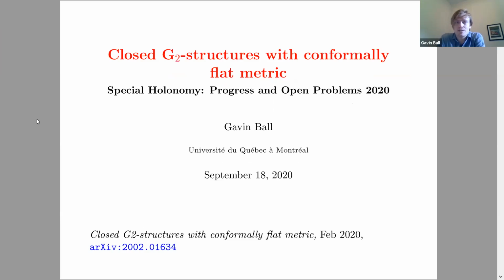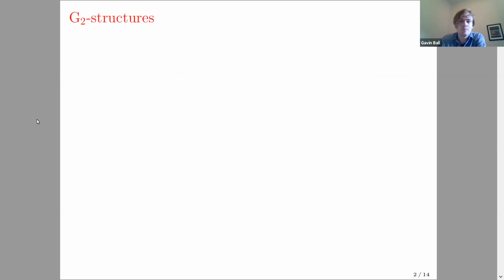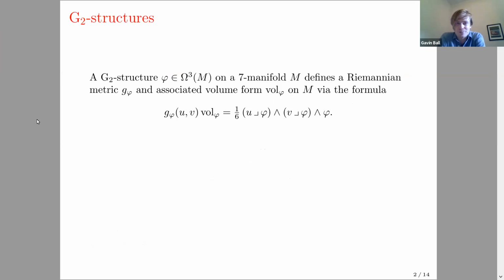So the title of my talk is Closed G2 Structures with Conformally Flat Metric, but I'm going to start the talk by talking about some more general problems that I certainly haven't solved, but I've only thought a bit about, that I think might be interesting for people. One of the things I like about giving a talk at a workshop like this is that you can start your talk with a sentence like this.